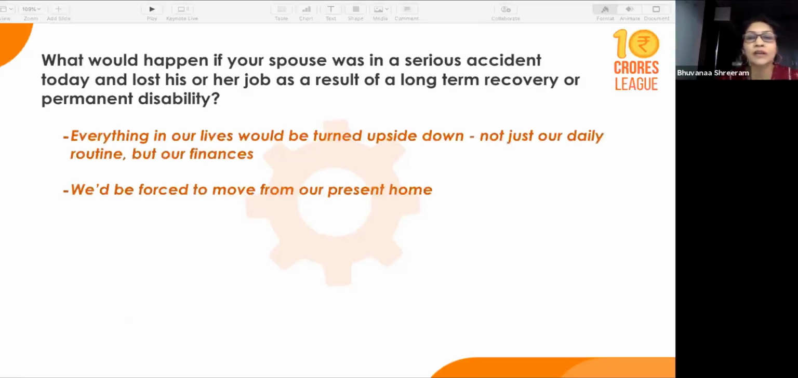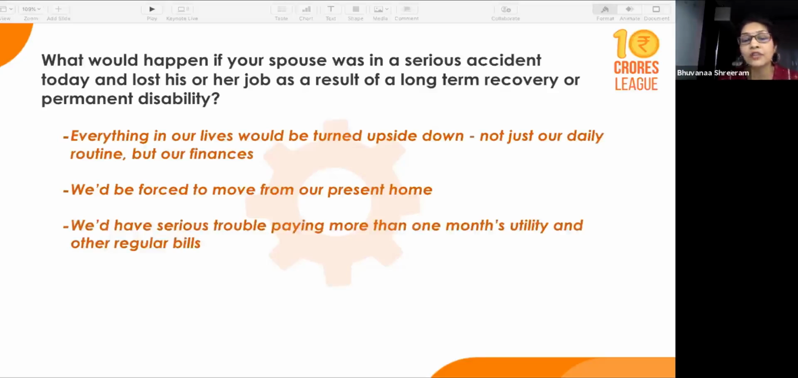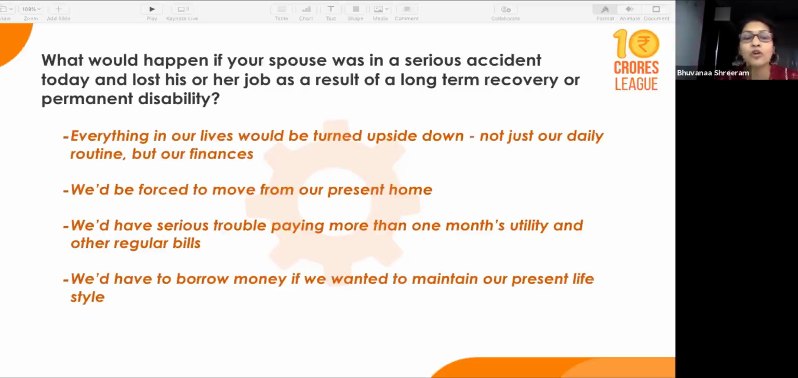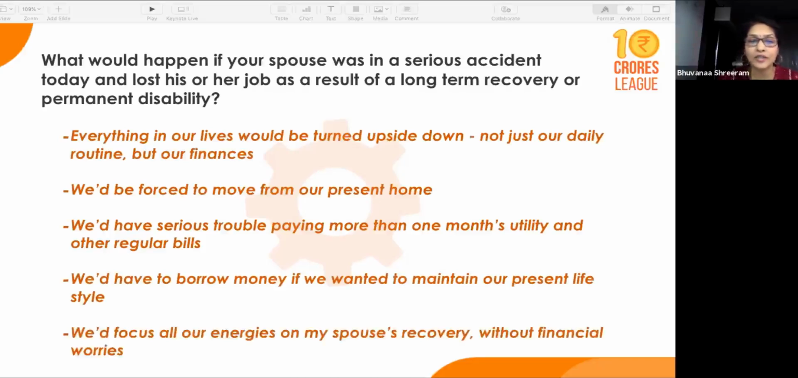Everything in our lives would be turned upside down, not just our daily routine, but our finances. We'd be forced to move from our present home. We'd have serious trouble paying more than 1 month's utility and other bills. We'd have to borrow money if we wanted to maintain our present style. We'd focus all our energies on my spouse's recovery without money worries. Which of these situations is true in your case at this point in time? You don't really have to answer, guys, just for you to understand.